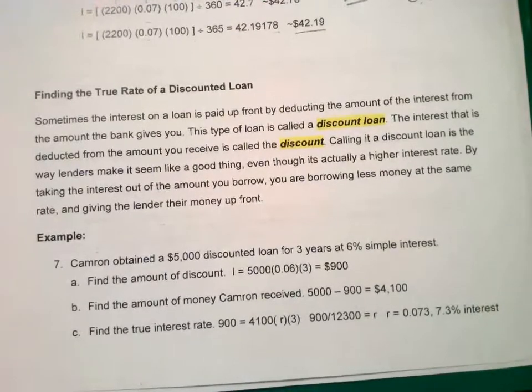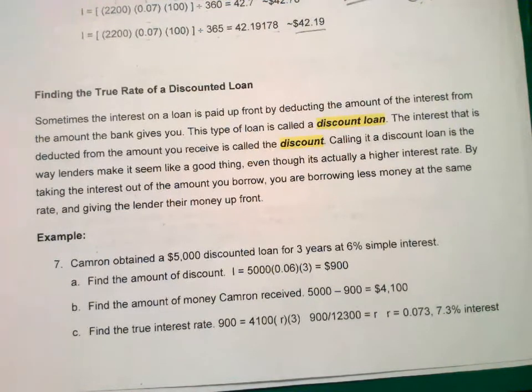So finding the true rate of a discounted loan. Sometimes an interest on a loan is paid up front by deducting the amount of interest from the amount the bank gives you. Let me read that again. Sometimes the interest on the loan is paid up front by deducting the amount of interest from the amount the bank gives you. So they just immediately get their money back. Okay. And then you have to pay everything else off.